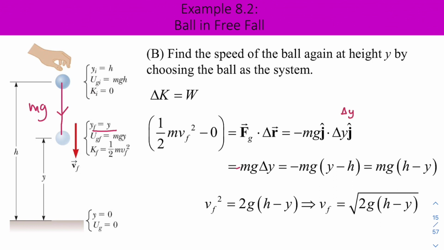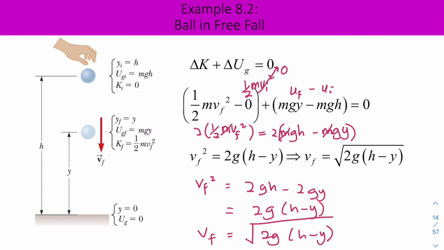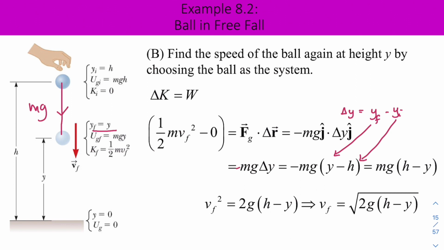This one, delta y, means y final minus y initial, right? So our y final is y, our y initial is h. If we want to rearrange the negative, that can also be done. So swap this one, right? Then from here, again rearrange the equation, and you will have this kind of formula. If you compare this one to this one, it's actually the same, right?